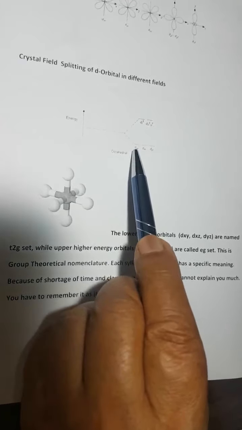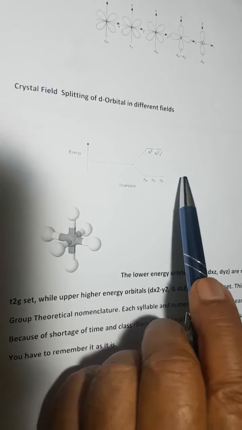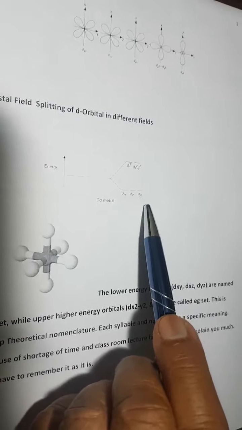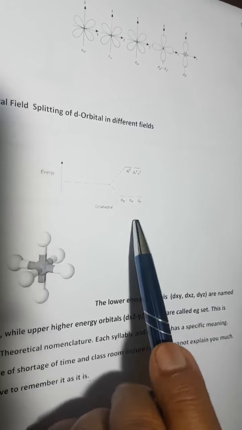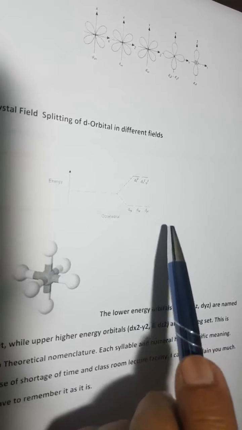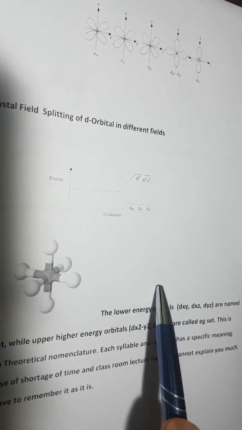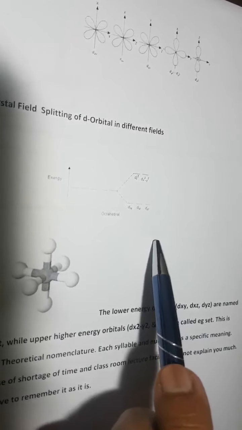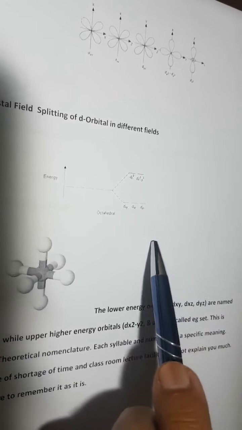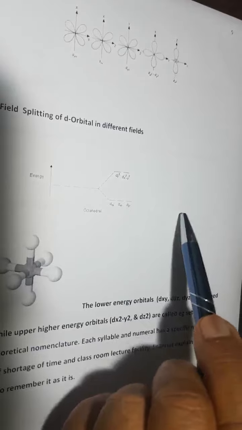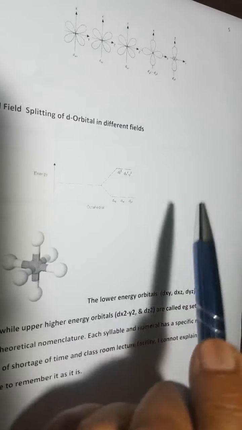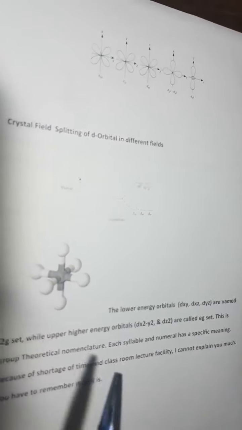The others are a little further away, where there is not a direct approach. They are in between the axes. This is the x-axis, and let us say this is the z-axis. So this orbital, dxz, is here, in between. So the ligand is not approaching here. The ligand is approaching here. So this goes up, not this one.